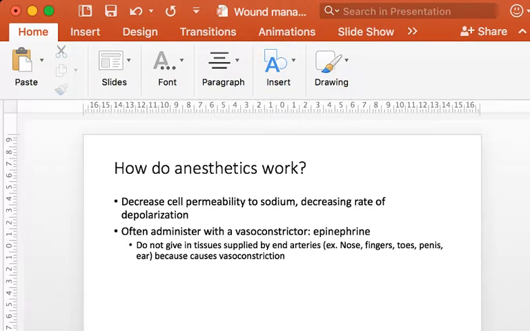How do anesthetics work? They decrease cell permeability to sodium, which decreases the rate of depolarization and firing. These are often administered with a vasoconstrictor, such as epinephrine. The reason that they're given with a vasoconstrictor is to increase the proportion of the area which is closed off by the wound, and to help with wound healing.